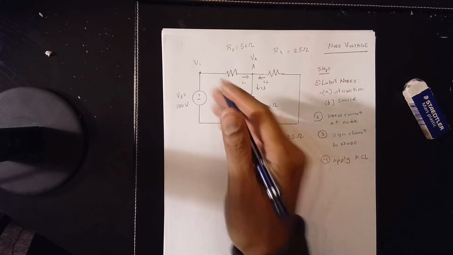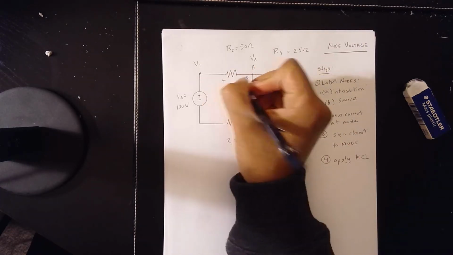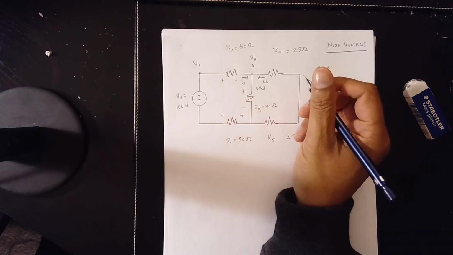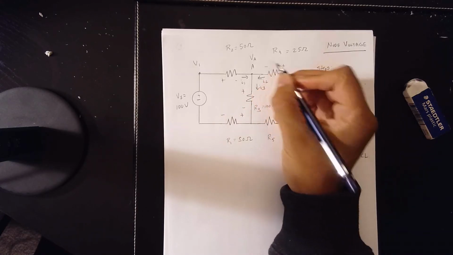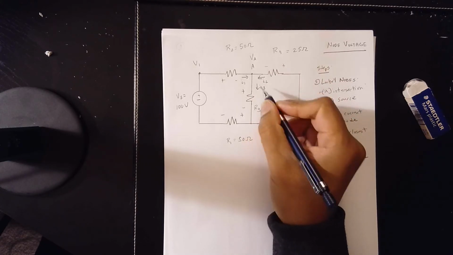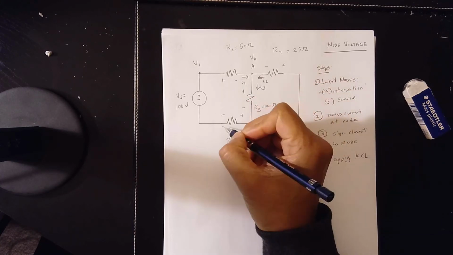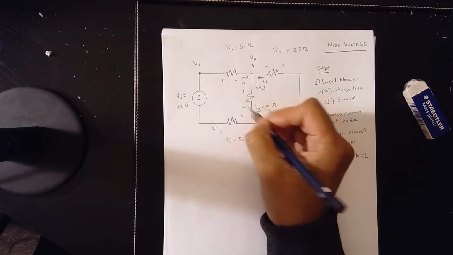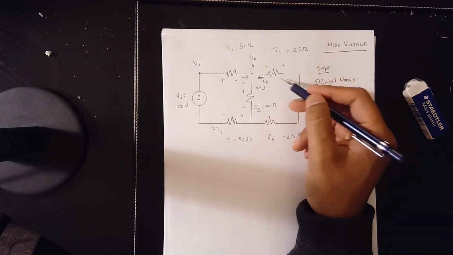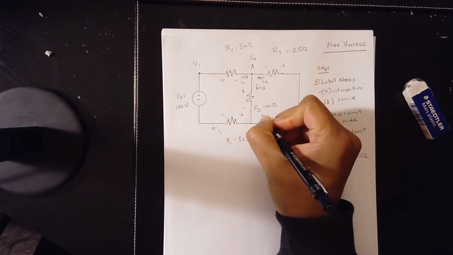Now what you want to do is the voltage polarity drop. So the polarity drop is plus minus, plus minus, plus minus, plus minus. I1 is in this direction, so plus minus. I3 is coming down, so plus minus. I2 is going this way, so plus minus, and then I2 is going here. Our source is here.